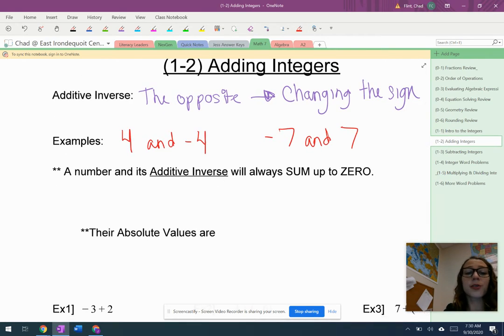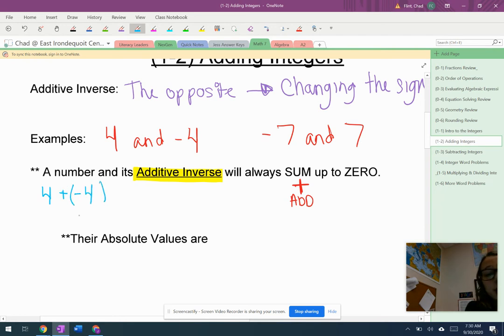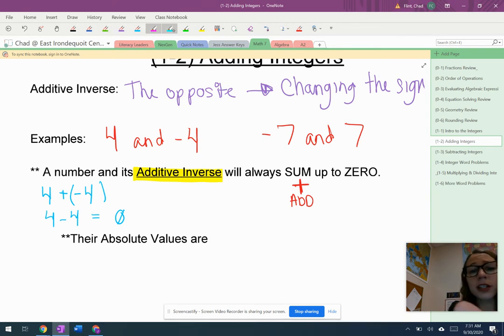This little fact here is super, super cool because a number and its additive inverse, keyword, will always sum. When we say sum, we mean add. Sum means addition, to 0. And that's kind of cool. We can look at that with our examples. We had 4 plus negative 4, which is really the same thing as 4 minus 4, which you all know is 0. So, boom.